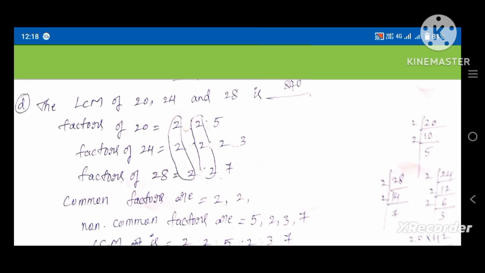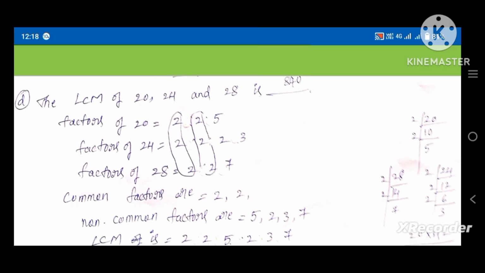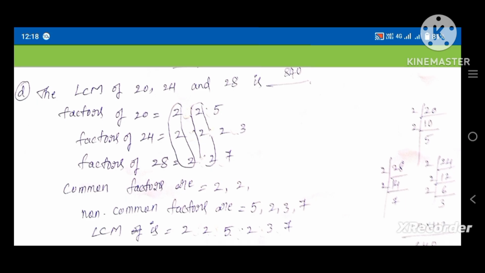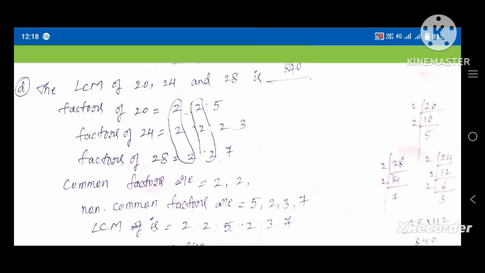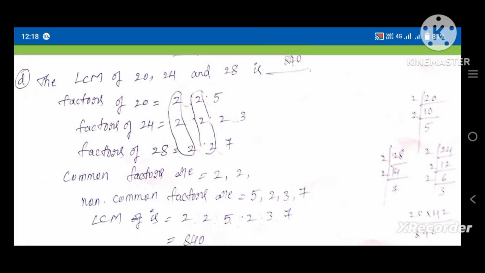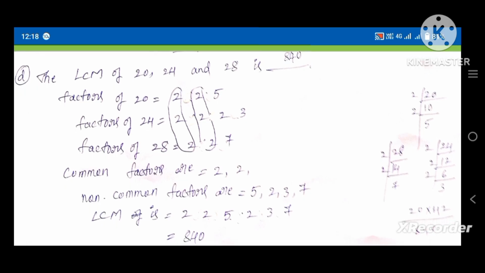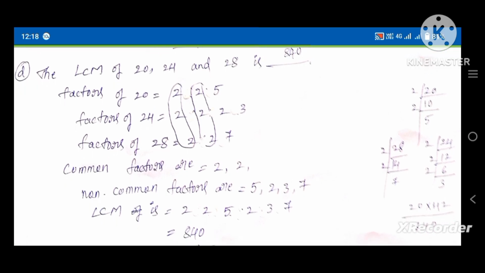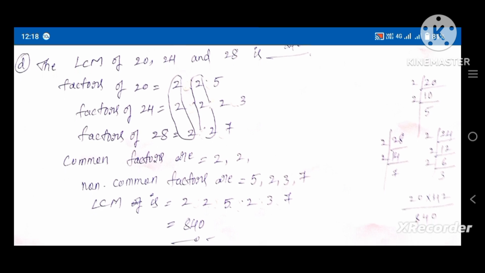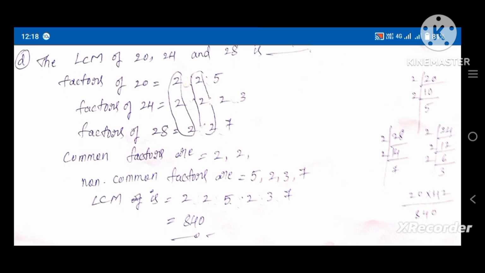D. The LCM of 20, 24 and 28 is 840. Factors of 20: 2, 2, 5. Factors of 24: 2, 2, 2, 3. Factors of 28: 2, 2, 7. Common factors are 2, 2. Non-common factors are 5, 2, 3, 7. LCM is 2 × 2 × 5 × 2 × 3 × 7 = 840.